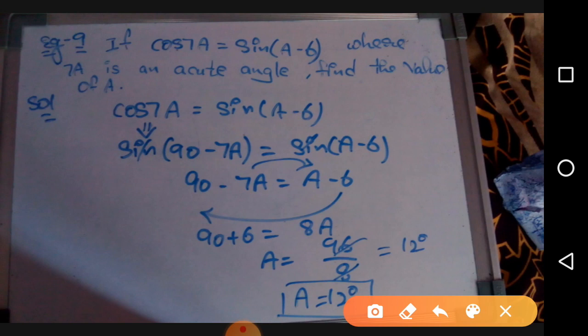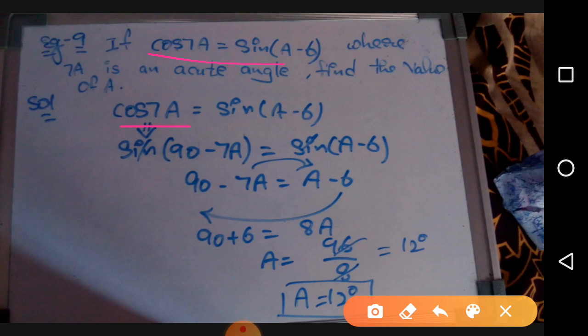Next is the ninth example. If cos 7a equals sine of a minus 6, where 7a is an acute angle, then find the value of a. Why is it using acute angle? Because till 10th standard we only use acute angles, that is below 90 degrees. Let's have a look: cos 7a equals sine of a minus 6.